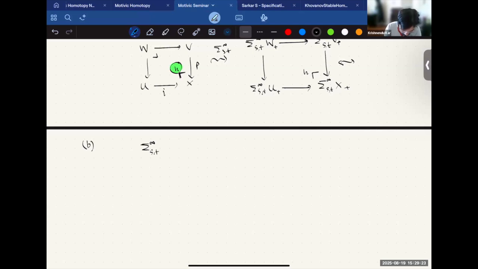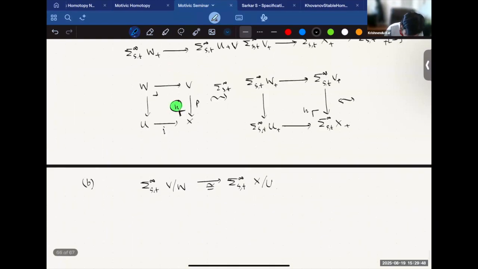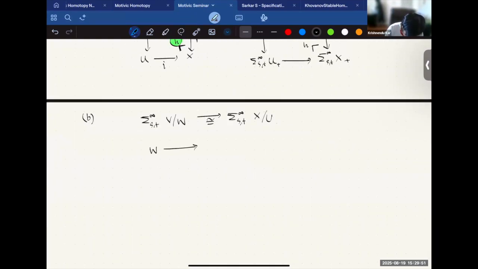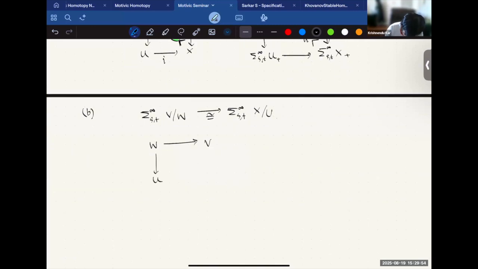So this guy, the suspension ST of U over W, is stably equivalent to X over U. Now, this is very easy to see because this is not only a stable equivalence in terms of the spectra, these are on the space level actually homotopy equivalent. They're literally the same. How? Let's go back to our push out square. W, V, U, your X. So this is your push out square.